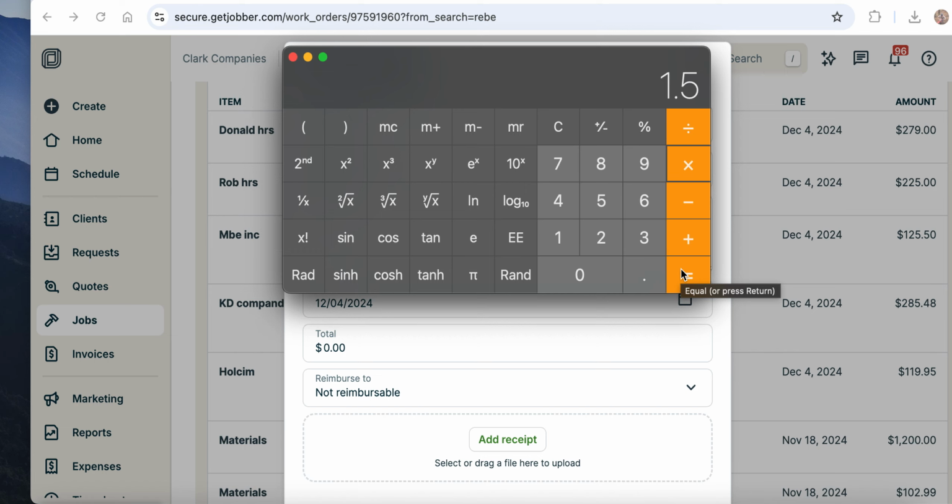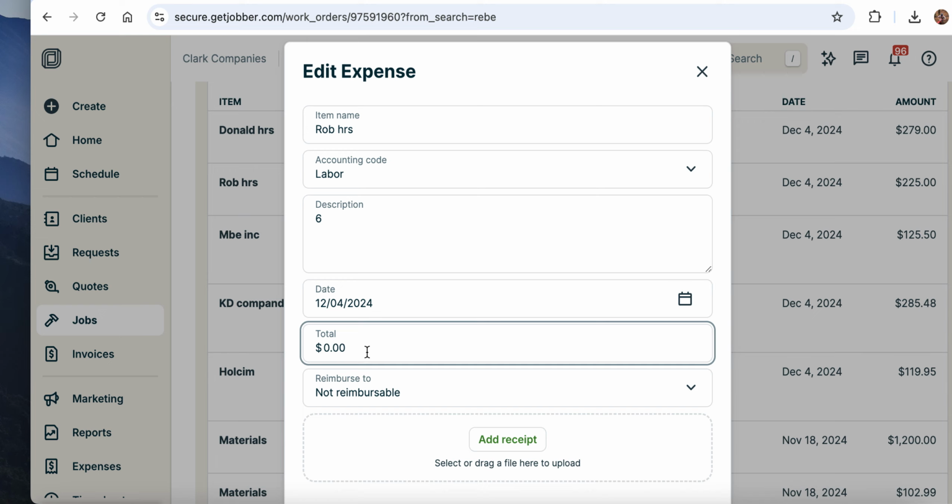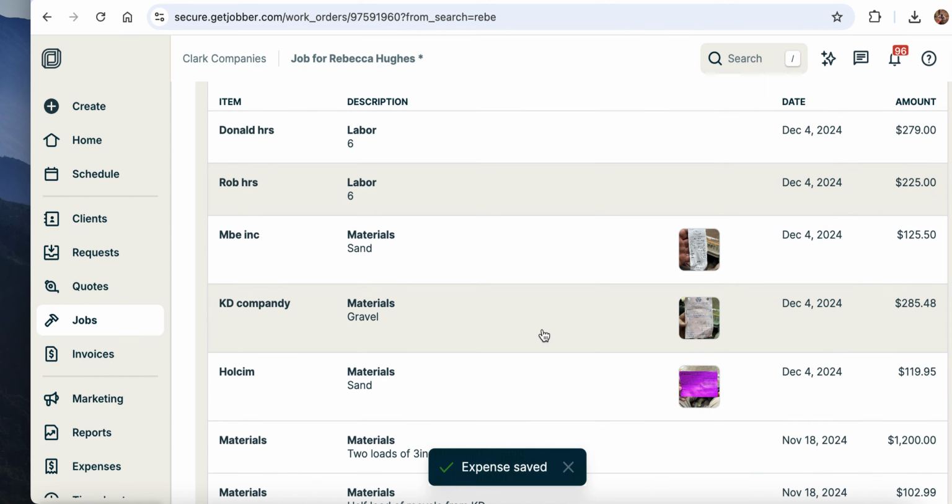This covers our unemployment cost, employer taxes, different things like that. So Rob's total cost to us is $225, not $150, because we multiplied 150 by 1.5. So again, we took the 6 hours that Rob worked, multiplied it by his hourly rate of $25 an hour, and then multiplied that by 1.5, which gives us $225 for Rob's hourly rate.